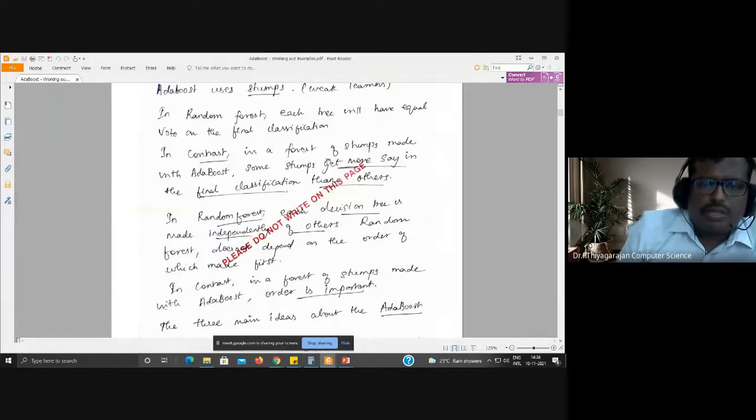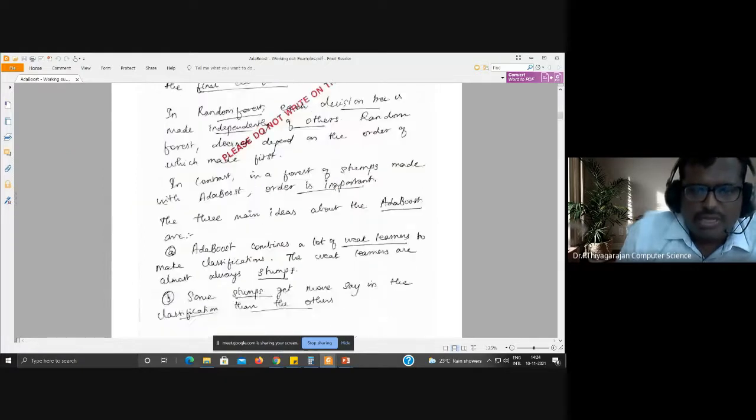In a random forest, each tree has equal weight in the final classification. In contrast, in a forest of stumps made with AdaBoost, some stumps get more say in the final classification than others. We'll look into that in detail.